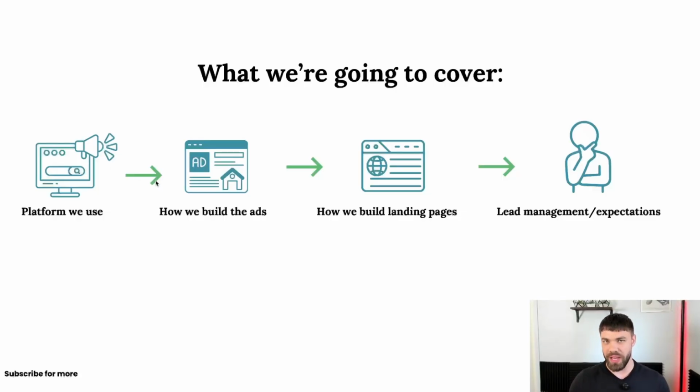Okay, so what we're gonna cover in this video is 4 essential components that you need to understand if you wanna get high quality leads in your business. The first one is the platform that you use. This can make a big difference in the quality of lead that you get. The next one is how you build out the ads. So we're gonna show you how we build ads to attract high quality leads. The next thing is how we build landing pages. So I'm gonna show you how we build landing pages that align with your ideal avatar and disqualify or weed out low quality leads who you don't want.